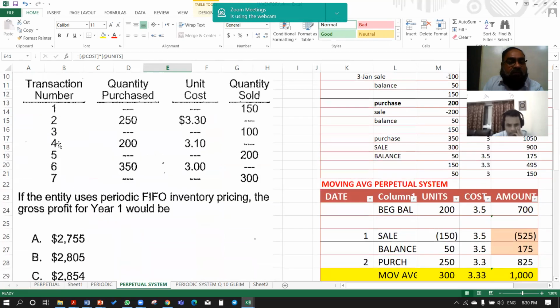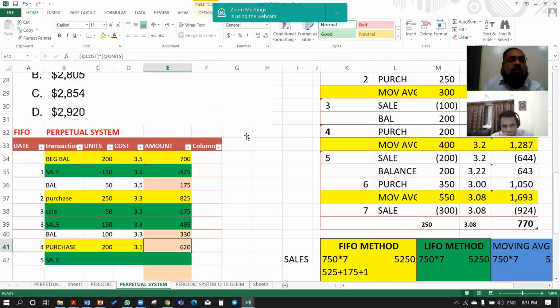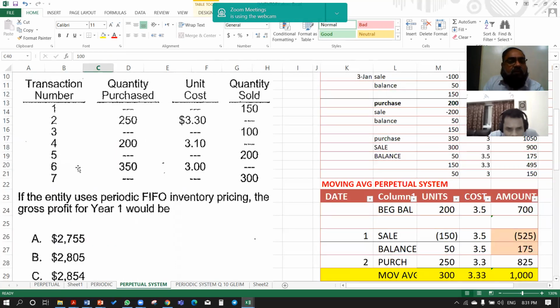Let's see after four what is there, because sometimes a second purchase may come. But next is sale. How many units sold? 200. But actually, after 150, there is one more sale. Is 100 there, no? We sold 200, and then balance 100. Okay, fine. So I think I forgot something.